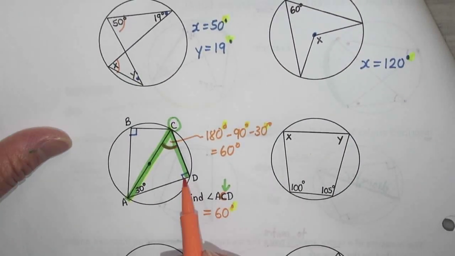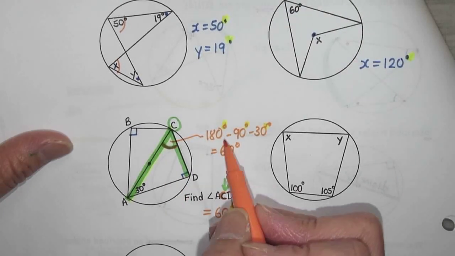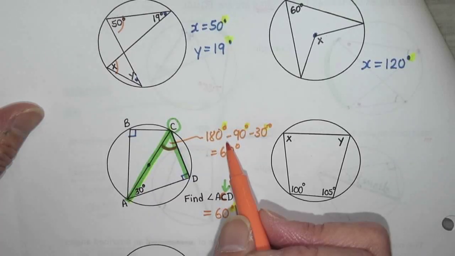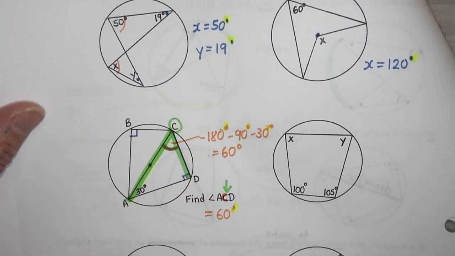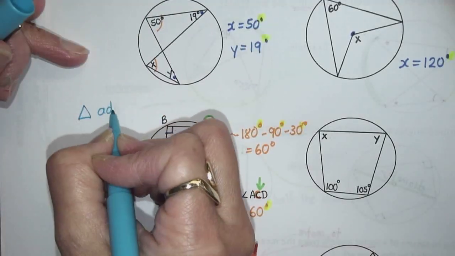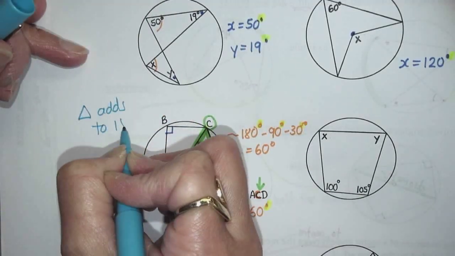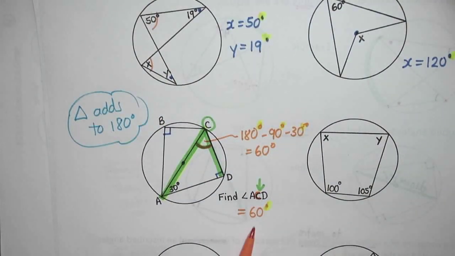Okay, sometimes it's not asking the corner here. It might be asking a separate angle. So you have to know this here, that every triangle adds to 180. You're supposed to have that knowledge from, I think, elementary school. So a triangle adds to 180 degrees. That's supposed to be in your brain.